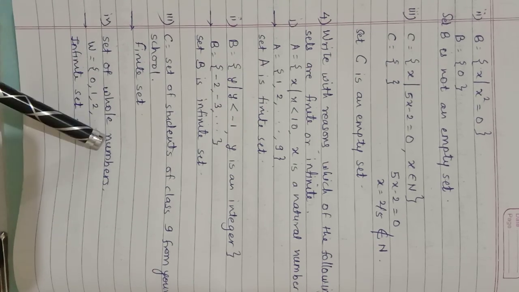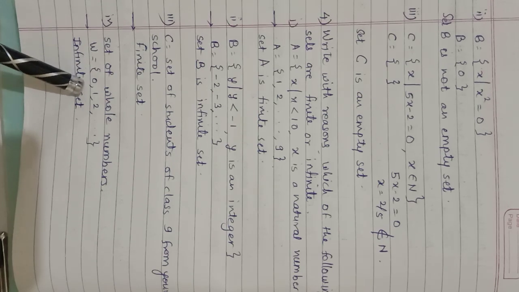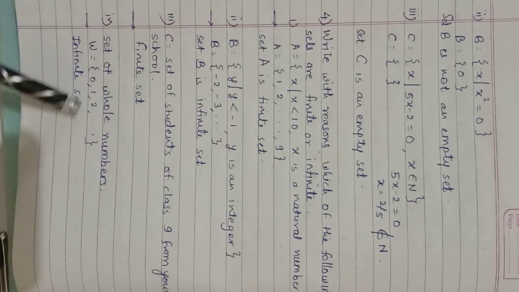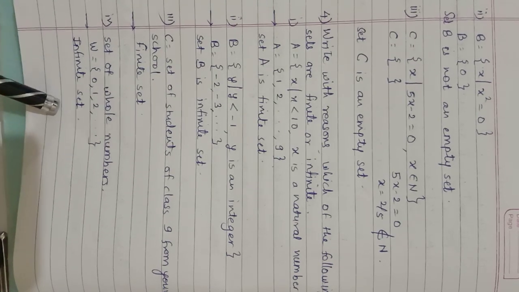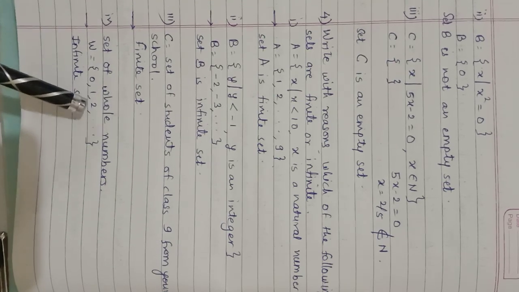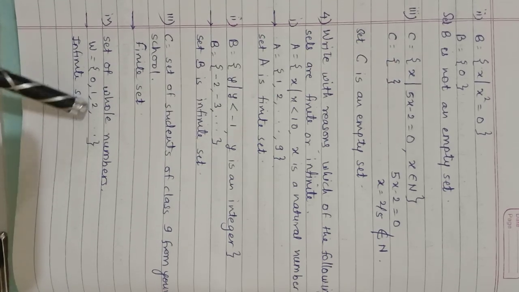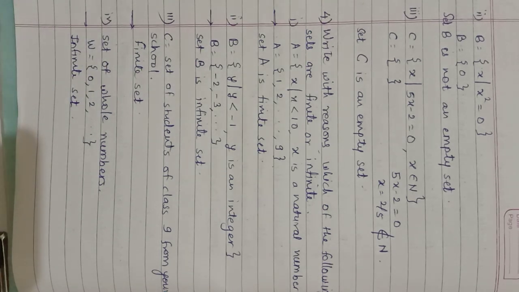Set of whole numbers W is equal to curly bracket 0, 1, 2 and so on. So it is infinite set because we cannot count the number of elements in set W. Okay, so these are the examples based on equal set and types of sets: singleton set, null set, finite set and infinite set. Thank you.